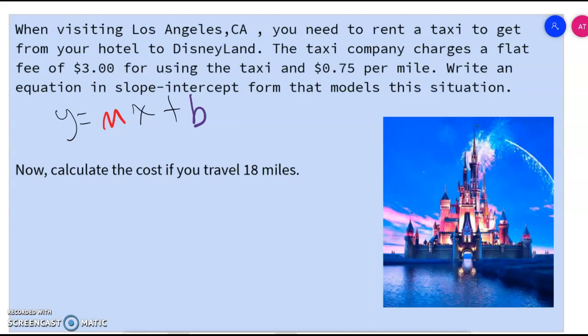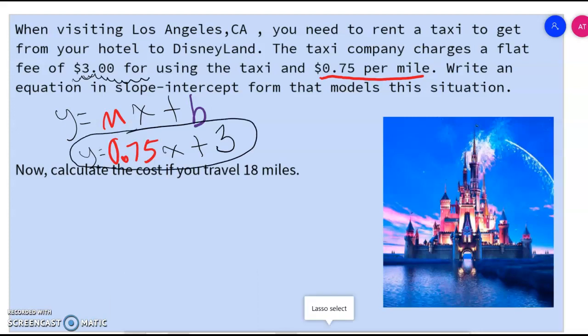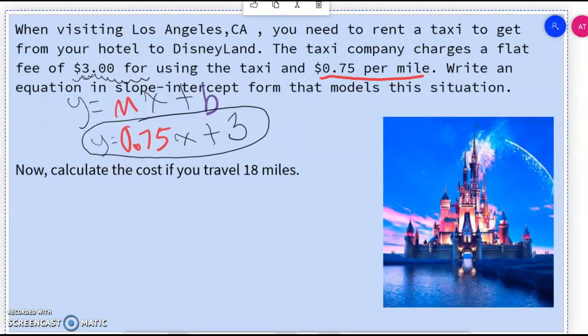And which one is going to be my slope? 75 cents per mile. It says per mile here. So every time I go a mile, I'm getting charged 75 cents. Plus, how much was it just to step into the taxi? $3. Just to even step into the taxi, I'm going to be charged $3. And this is how it happens in real life. So, let's look at the second part.